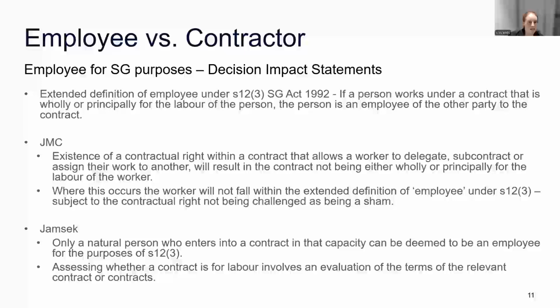And then the second one was the Jamset case, where there were some truck drivers who I think were initially engaged individually in their own capacity, but later on this changed and they formed partnerships with their wives, and the partnerships were the entities engaged rather than the individuals. So the decision impact statement on this case confirms that only a natural person who enters into a contract in that capacity can be deemed to be an employee for the purposes of the Super Guarantee Act.